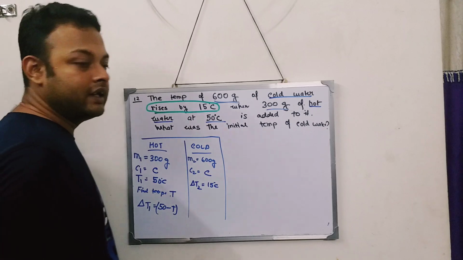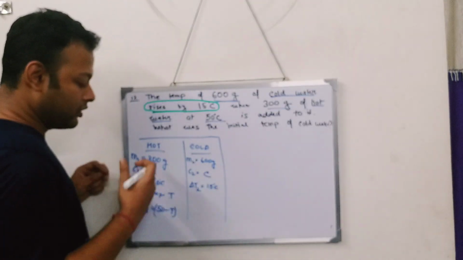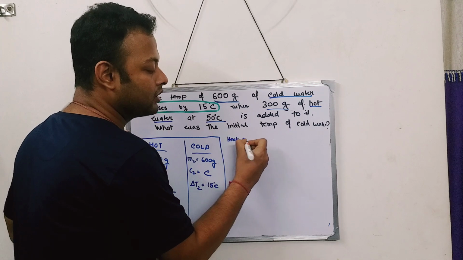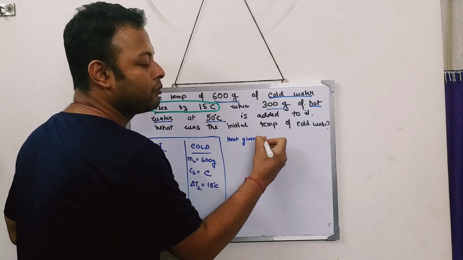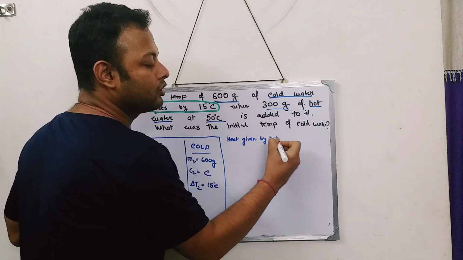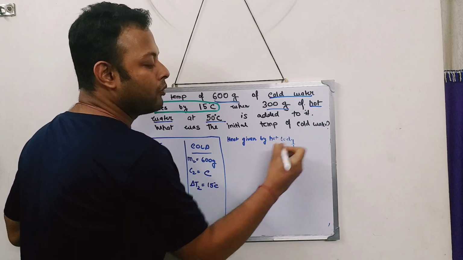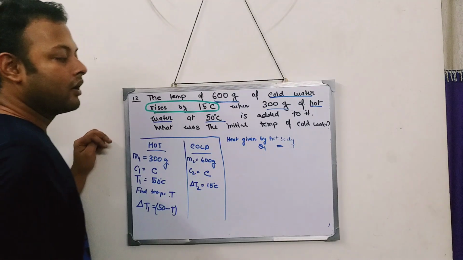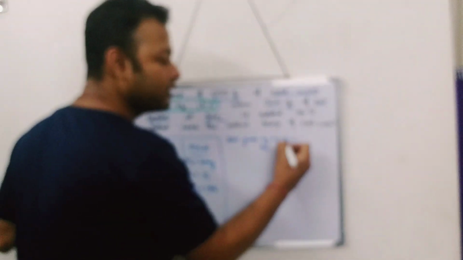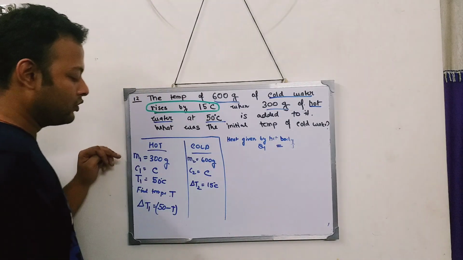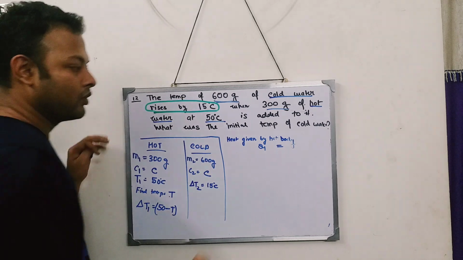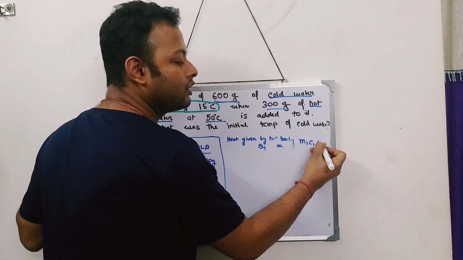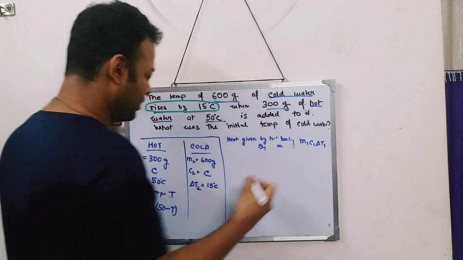Now what is the heat given by the hot body? Heat given by the hot body, let that be Q1, is equal to how much? M1 C1 delta T1. Now M1 is how much?